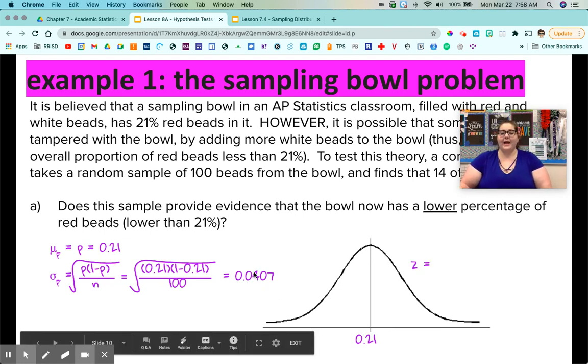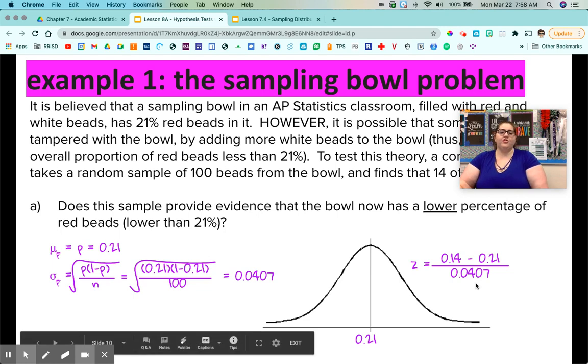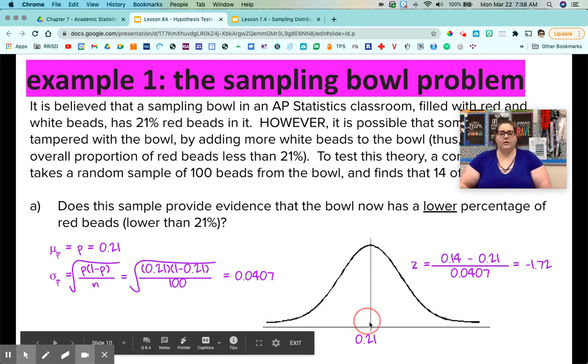And that'll help us find a z-score. So we're finding a z-score for our observed value. Our observed value was our sample proportion of 14 out of 100. So 0.14 is our observed proportion, minus the mean, 0.21, divided by our standard deviation, 0.0407, gives us a z-score of about negative 1.72. And we would go look that up in our z-table. So 0.14 is 1.72 standard deviations below the mean, so it's down here somewhere.